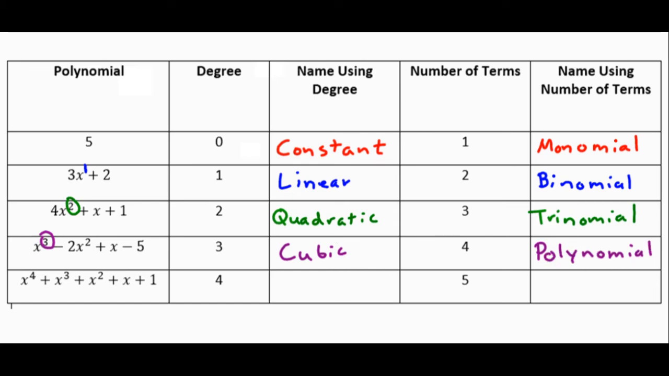Now the last one, taking a look at it, again, looking at the first term, my degree is 4. This has a special name. You could call it quartic, but we're just going to call this 4th degree. Really, once you pass the 3rd degree, you're just going to say 4th degree, or if it's a 5, you say 5th degree, and so on, like you're finishing a race. Now again, since this has 5 terms, 1, 2, 3, 4, 5, this is, again, a polynomial.